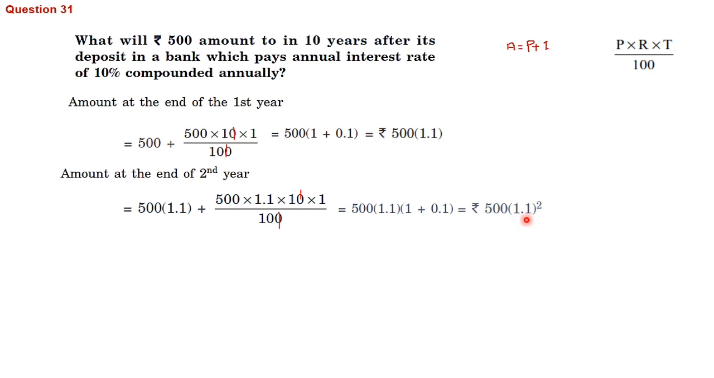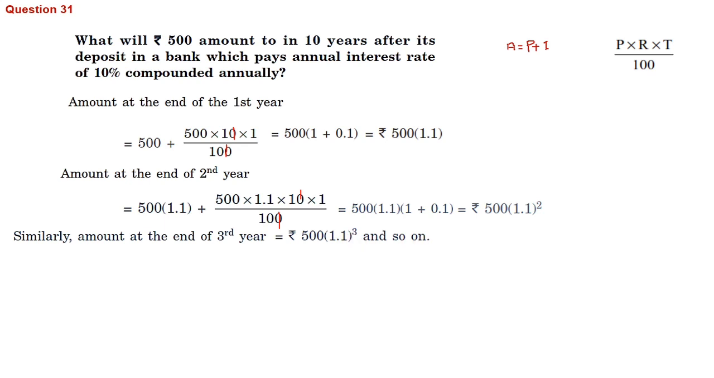500 into 1.1 square. Similarly, the amount at the end of the third year: you see, the amount at the end of the first year is 500 into 1.1. Second year means 500 into 1.1 square. The number of years is the power. That means third year is 500 into 1.1 the whole cube, and so on.